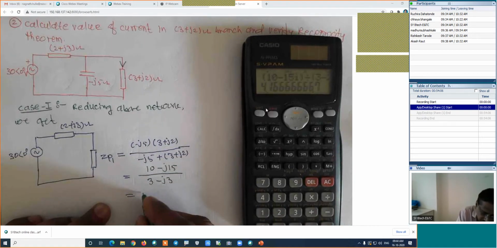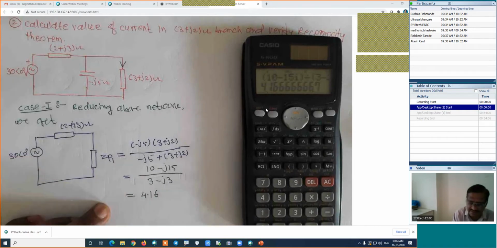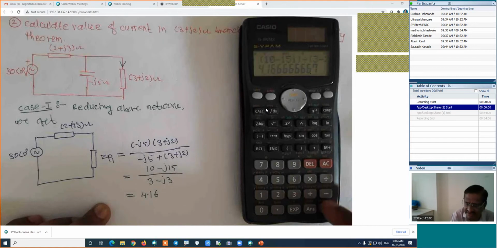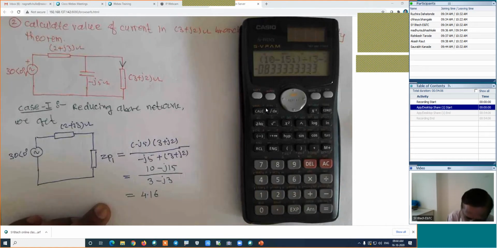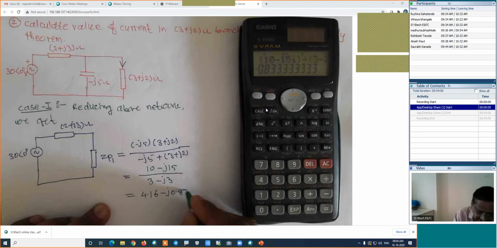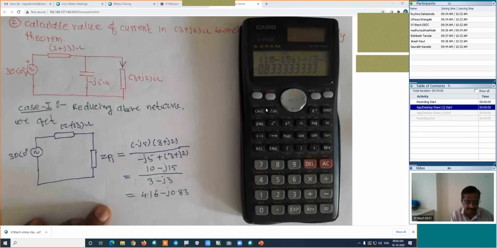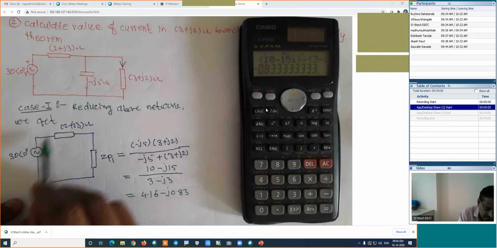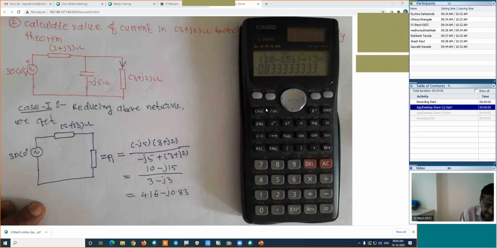4.16 is the real part of this impedance. Then the imaginary part is minus J0.83. This is ZP1, that is the impedance. Now we know everything. Now I will find out the total current.